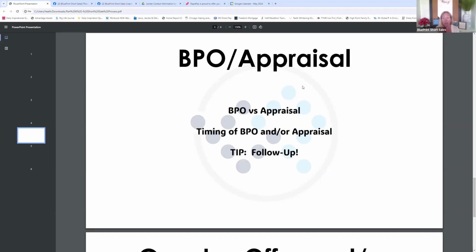The whole goal, the most important part of the short sale process is this. Okay, so you want to control that. So follow up. Okay. Questions on the BPO and appraisal?